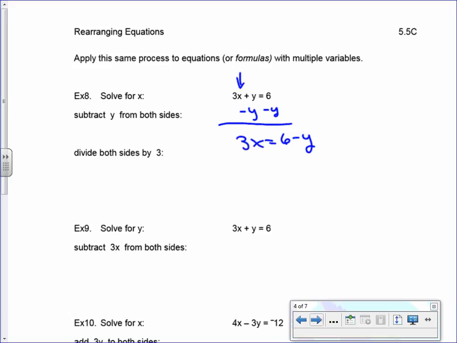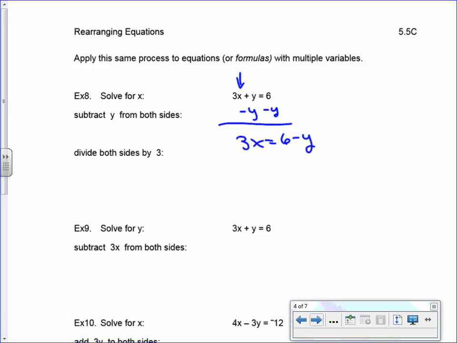When it's all numbers, you can actually add them or subtract them. Here, I get 6 minus y. I cannot combine those because they're not like terms. Okay? All right, what's the next step?